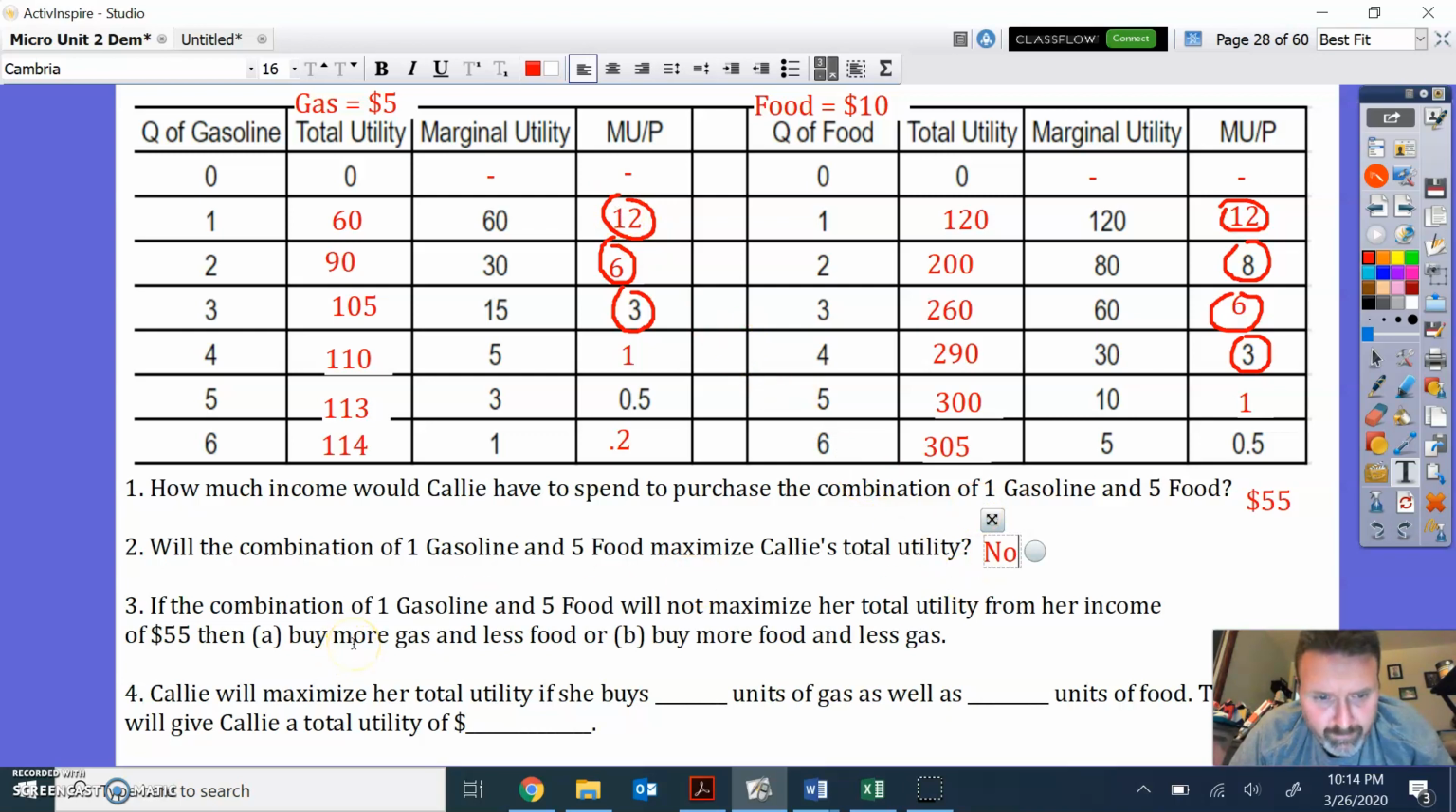So, will this combination of 1 gasoline and 5 food maximize Callie's total utility? The answer is no, because she won't have maximized what she needs at that point. So what should she do? She should buy more gas. So the correct answer is letter A. Okay? She should buy 3 units of gas, as well as 4 units of food. Now, we haven't done this yet, but it's a fair question to ask now. We need to see what happens when this combination, it says, will give Callie a total utility of blank. Okay, so 3 units of gas gives her a total utility of 105. So we put 105. Okay, and then we add what she should buy here, which is 290. And that should give us an answer of 395.